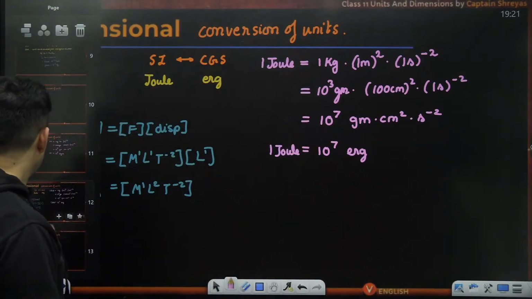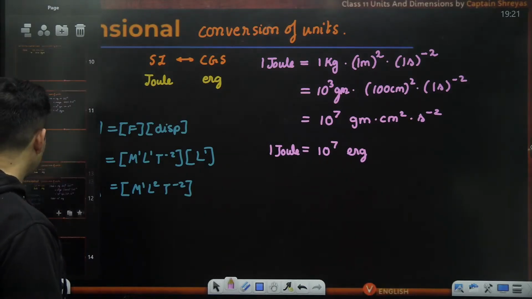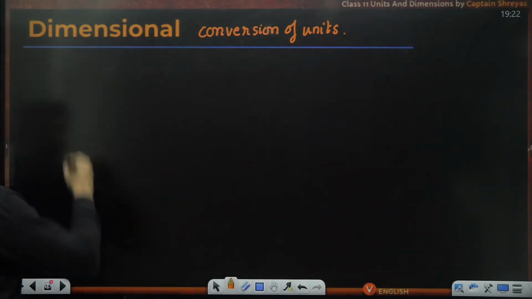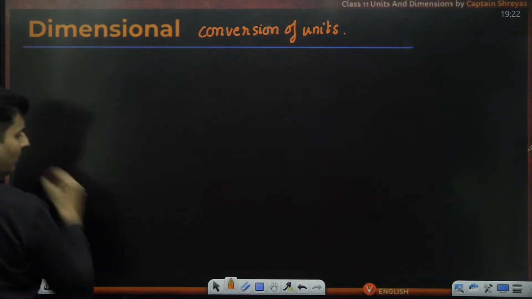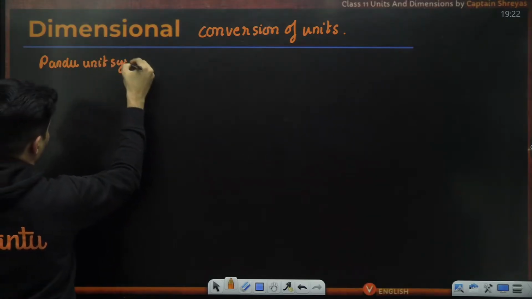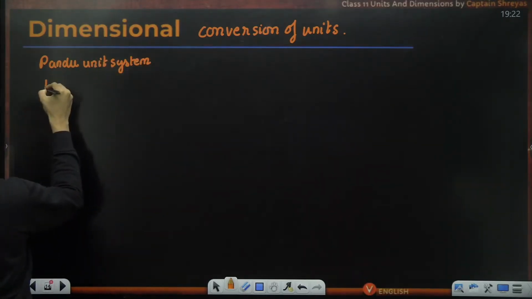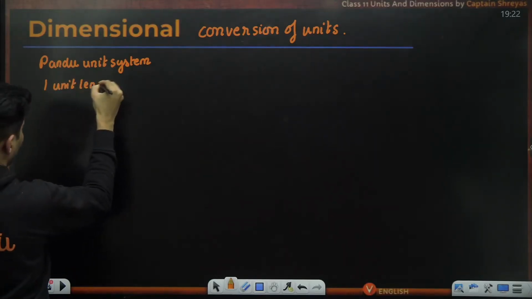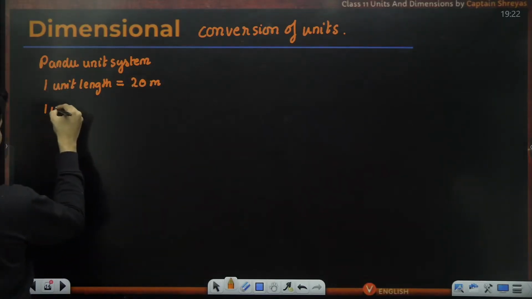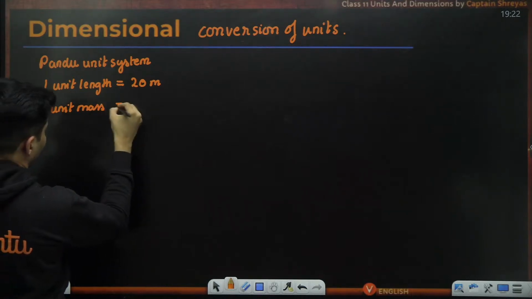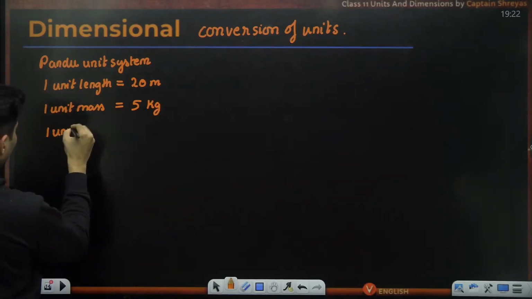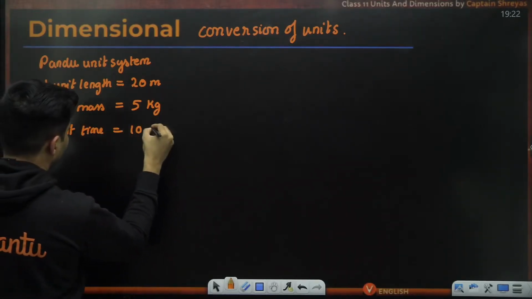All right. So we are done with this also. Perfect. Let's take another weird example. Let's say there is a Pandu system of units. In the Pandu unit system, 1 unit length is, let's say, 20 meters. 1 unit mass is 5 kilograms, and 1 unit of time is 10 seconds.